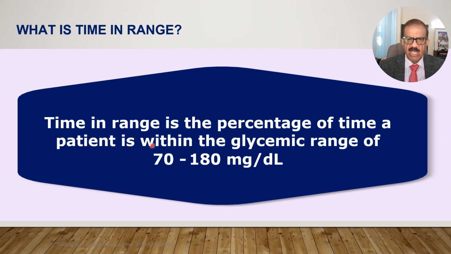So what is time in range? Time in range is the percentage of time a patient is within the glycemic range of 70 to 180 milligram per deciliter. Now this 70 to 180 is arbitrarily defined. We know that 180 is actually high for a normal healthy person. So 70 to 180 is usually considered acceptable time in range for a diabetic patient. Anything above this would be time above range, and anything below this would be time below range. And this became possible only with the availability of continuous glucose monitoring.